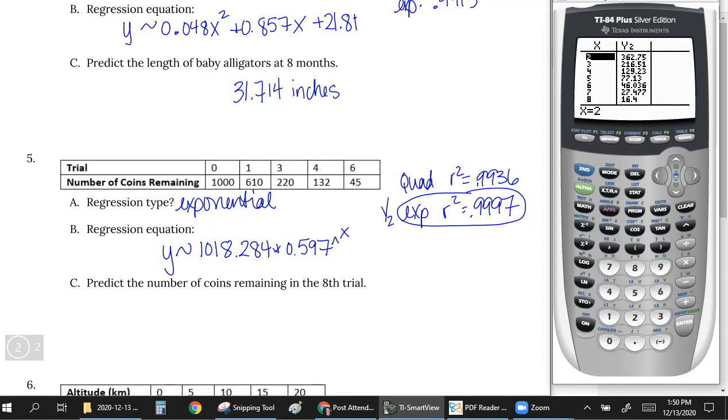So number of coins, we're looking at 16. Well, if you're just counting the number of coins, can you have 0.4 coins? So we're just going to truncate that to 16.